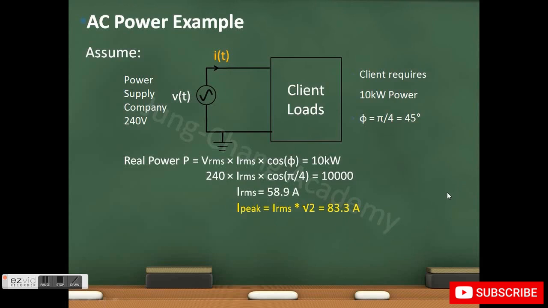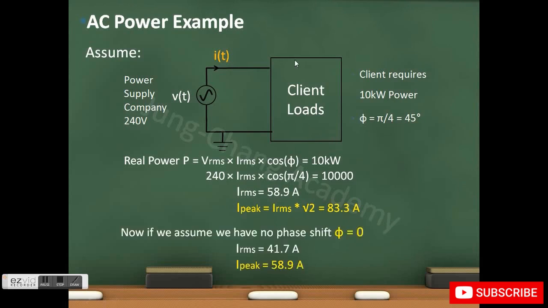Now with the same example, let's assume that we have a pure resistive load, so there is no phase shift, phi equals 0 and cos phi equals 1. Now we do the same calculation. This time, the required peak current is only 58.9 amps. As you can see, to supply the same amount of real power to the client, because the client's loads are highly inductive, the power supply company needs to deliver way more current than it actually needs.